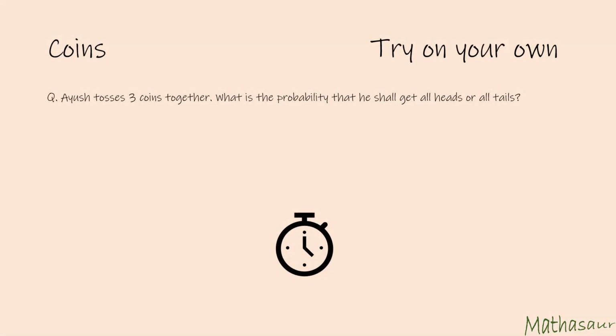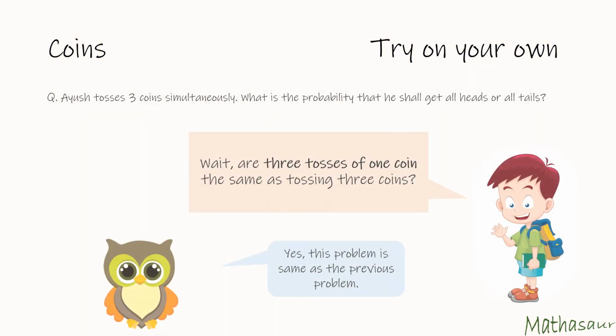Ayush tosses 3 coins together. What is the probability that he shall get all heads or all tails? Wait, are 3 tosses of one coin the same as tossing 3 coins? Yes, this problem is the same as the previous problem.